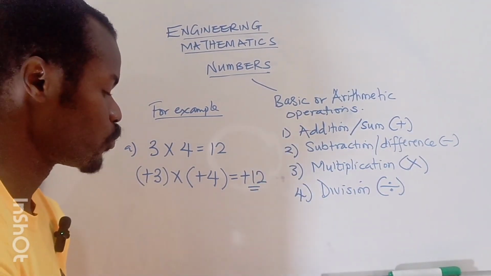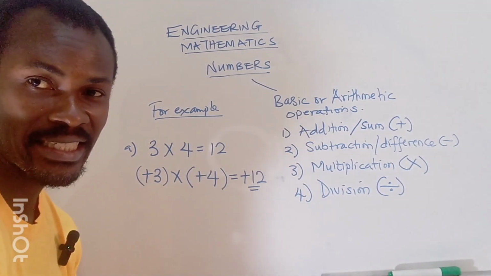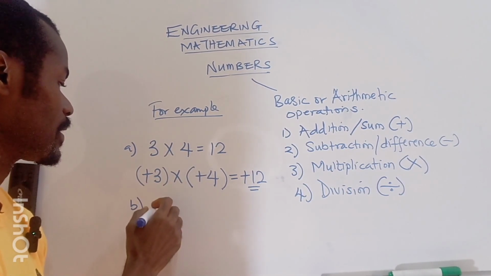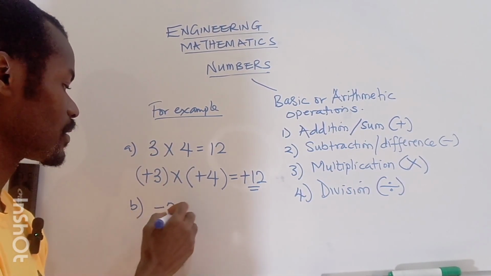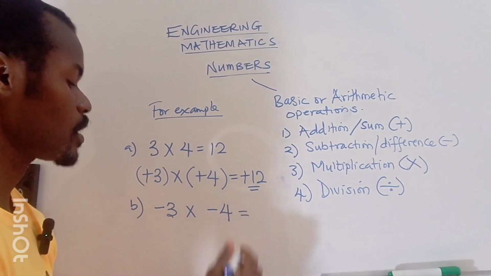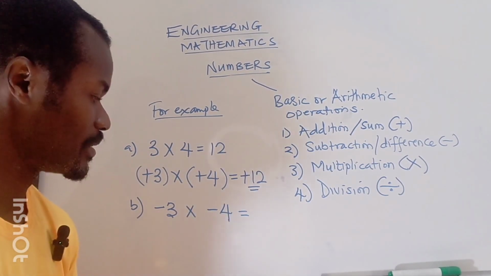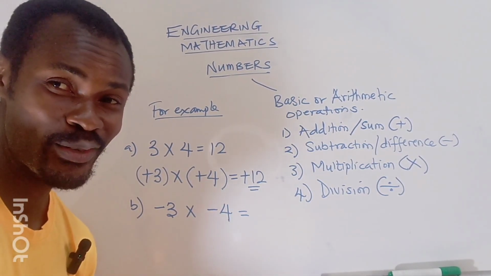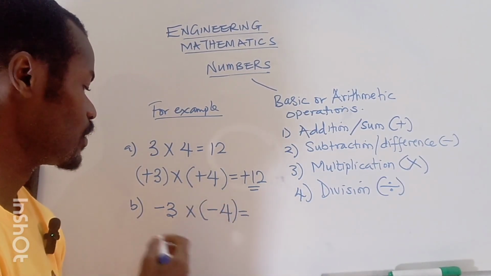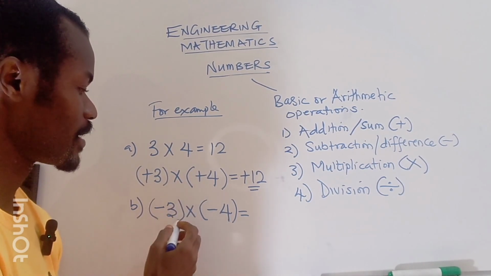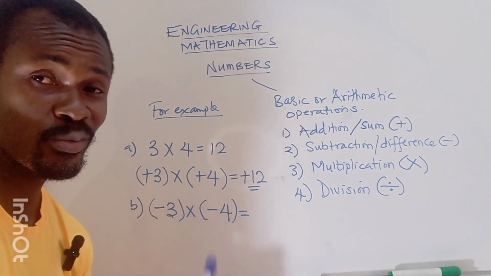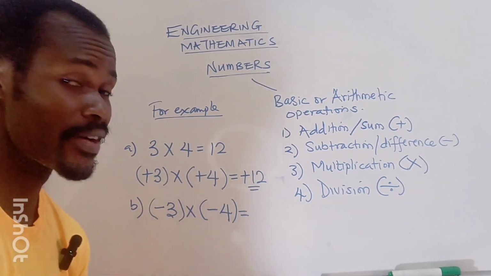Now, what about when you're multiplying two negative numbers? So for B, let's use the same numbers. If I have minus 3 multiplied by minus 4. Now, what can you observe in this case? We have to make use of our brackets. So I'm going to put brackets here. You can as well put a bracket here, because you don't want to expose basic operation signs directly.